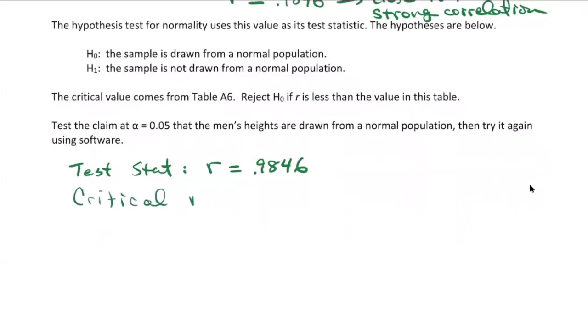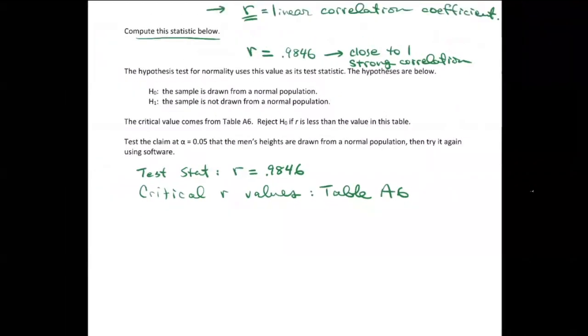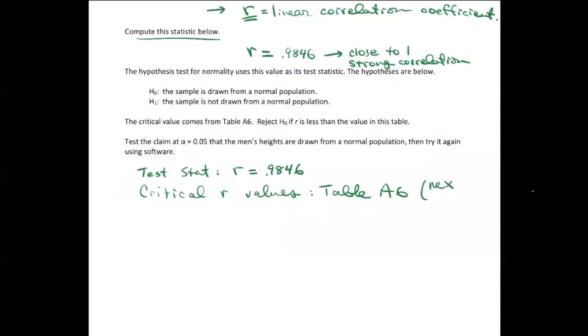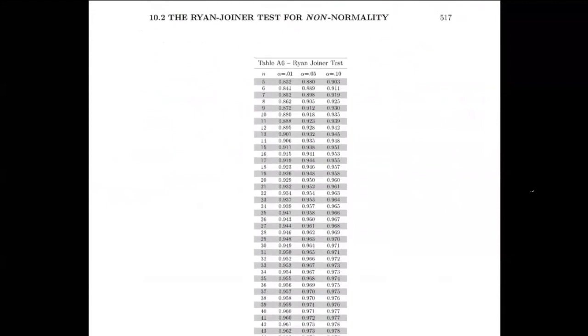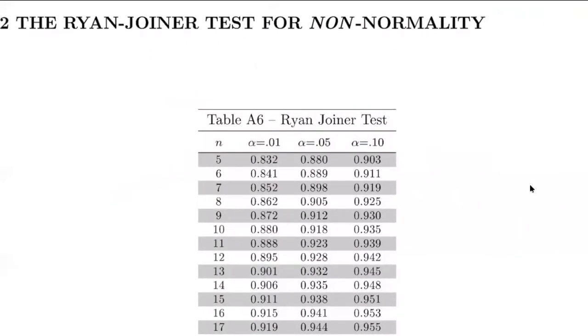So the critical R values are in table A6. So I'll flip down to the table, just see the next page. Okay, so here we have a 0.05 alpha. This is called the Ryan-Joiner test. Our N was 9. Our alpha was 0.05. And the R that's required is 0.912. So any R value less than that would reject the null hypothesis. Okay?